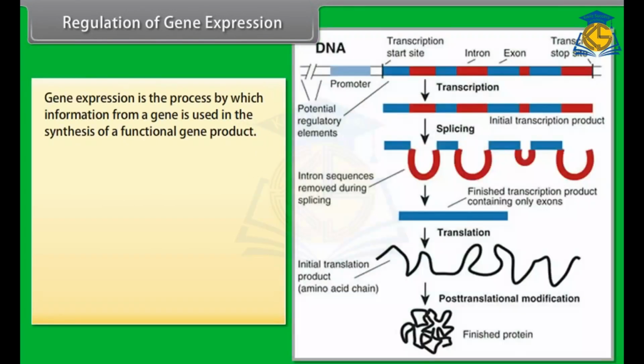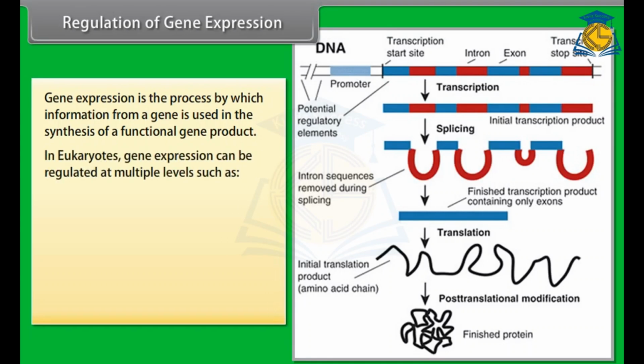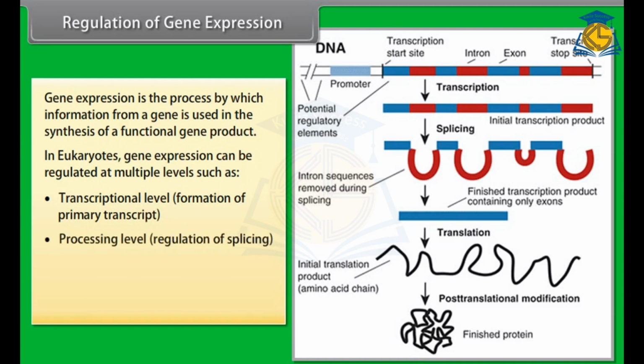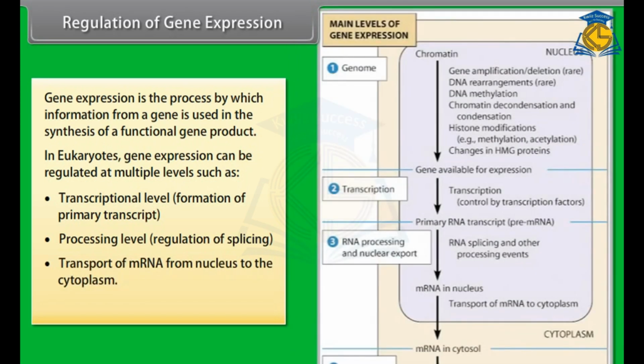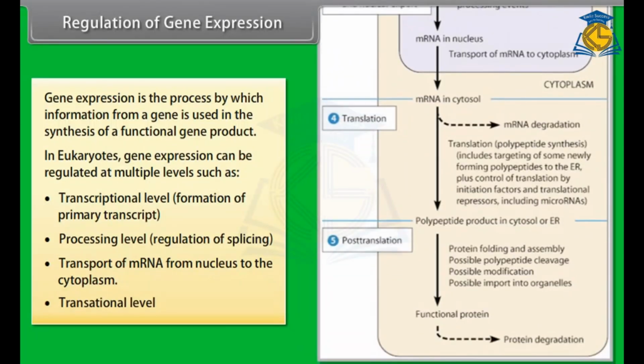Regulation of gene expression. Gene expression is the process by which information from a gene is used in the synthesis of a functional gene product. In eukaryotes, gene expression can be regulated at multiple levels, such as transcriptional level, formation of primary transcript, processing level, regulation of splicing, transport of mRNA from nucleus to the cytoplasm, translational level, positive and negative regulation.